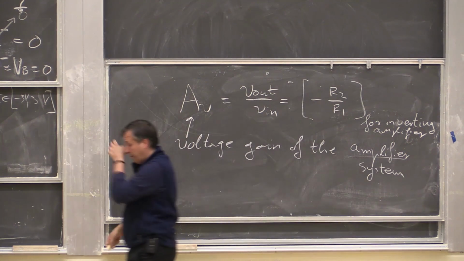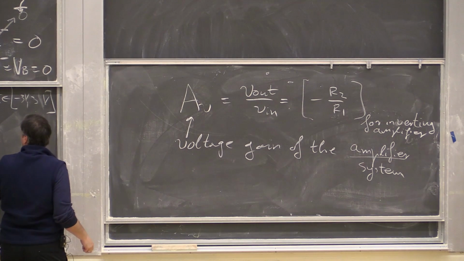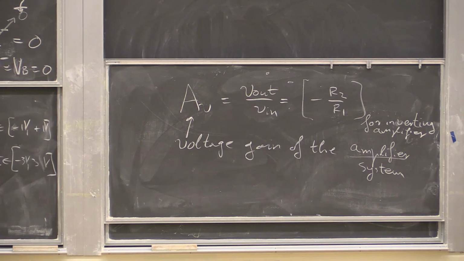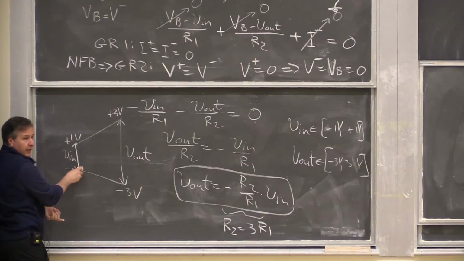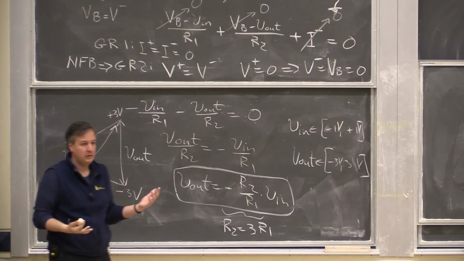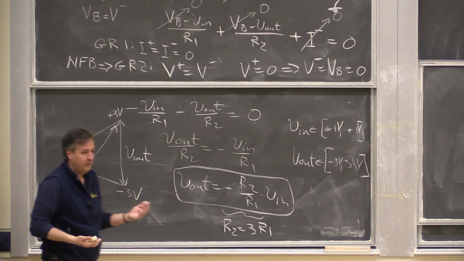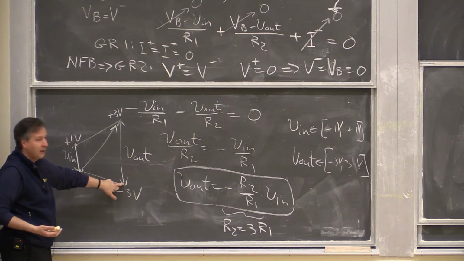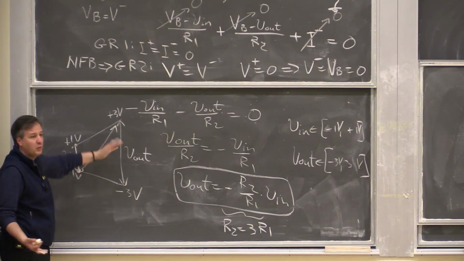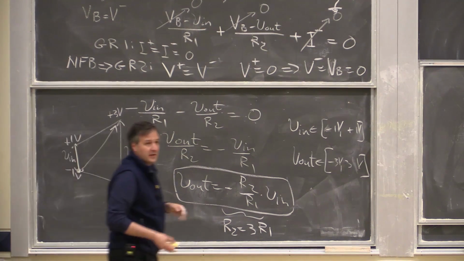Okay. So what that would mean is if I have a minus 1 volt input, it will actually become a 3 volt output. If I have a 1 volt input, it will become a minus 3 volt output. And anything in between, right? Does that make sense?